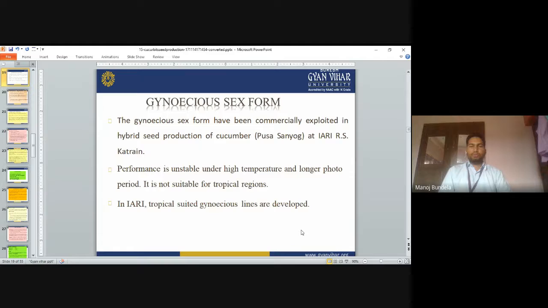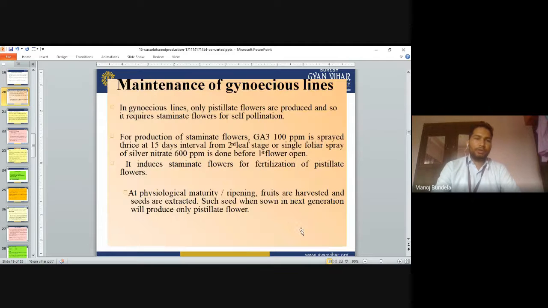It is not suitable for the tropical region. It is mainly used in the temperate region only, not suitable for tropical. At IARI, tropical-suited gynoecious lines have been developed. So IARI developed the tropical-suited gynoecious line that is suitable in tropical areas.